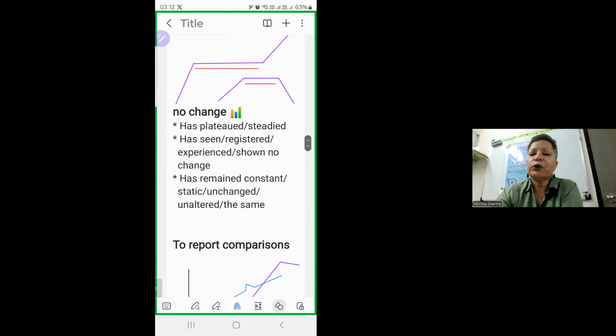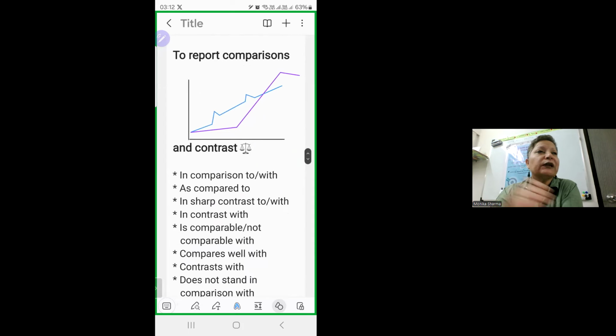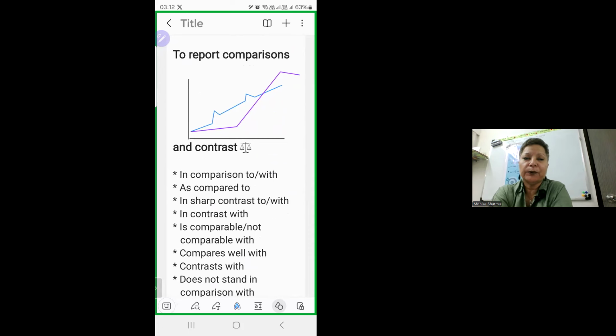Now, if I have to report comparison, comparison generally would come in when you are talking of two things together. Like initially, I just gave you an example when I was talking about the production of rice and production of wheat together. So here I may be asked to compare the two. If I'm talking about, say, the sales of two companies, say of Ford and of Hyundai together, I may actually be having two line graphs or two sets of bar graphs. So I may be having to report some kind of comparison or contrast.